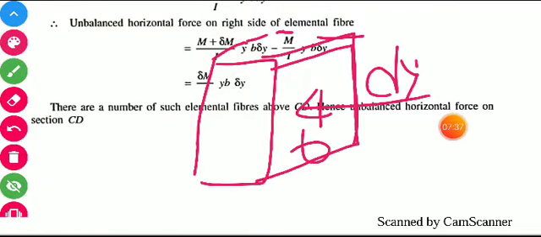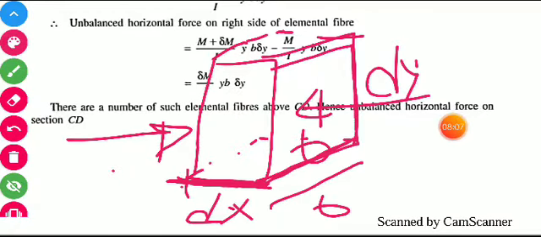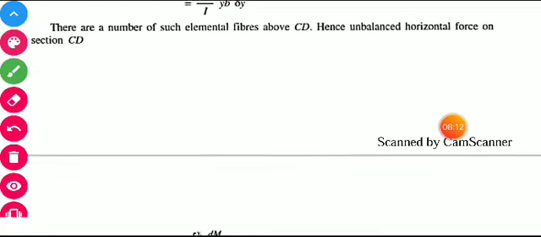So we consider b into dy as this area, but in the case of shear stress we do not consider this, we consider the surface area. Suppose shear stress is applied here, so what is the surface area of this particular element? The surface area of this element will be equal to this into this. The value of this line is dx and this is b. So dx into b is our surface area.